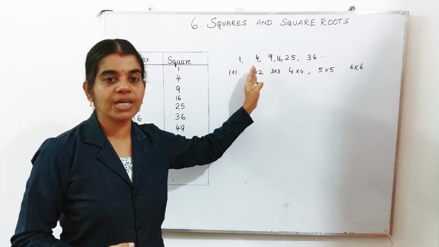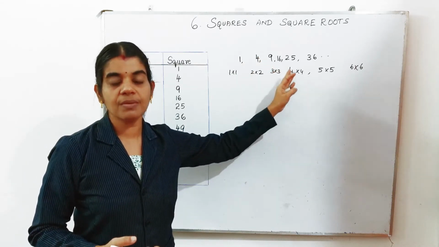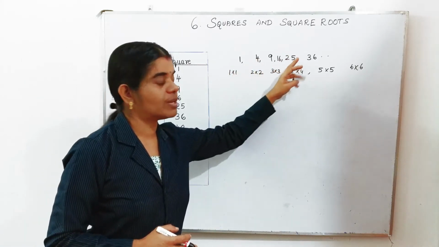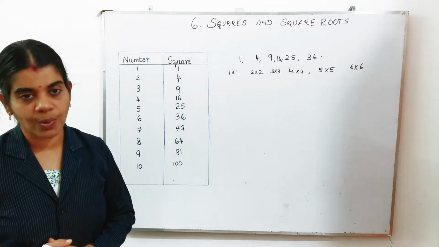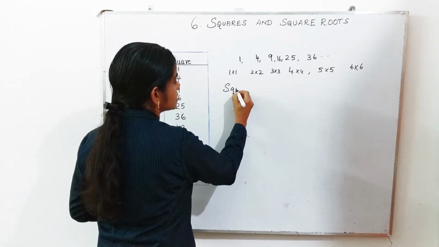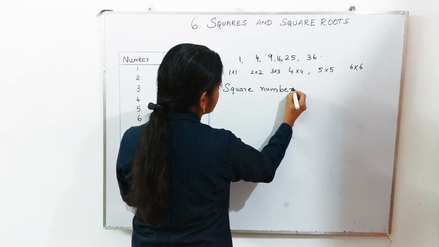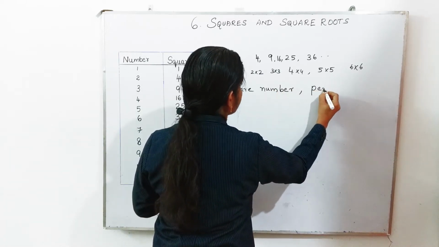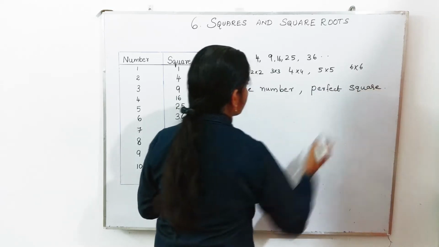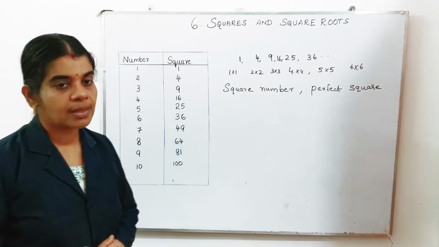1 into 1, you are getting 1. 2 into 2, you are getting 4. 3 into 3, you are getting 9. 4 into 4, 16. 5 into 5, 25. Then these numbers 4, 9, 16, 25, 36, all these numbers we are calling square numbers or perfect squares. What are we calling them? Square numbers. Otherwise we can call them perfect square numbers, or simply square numbers.